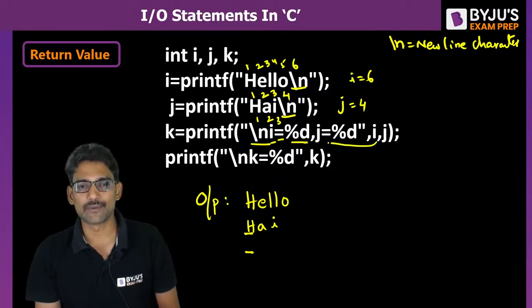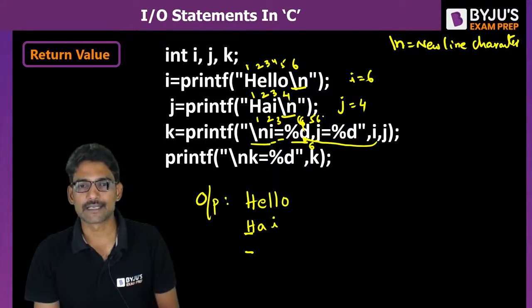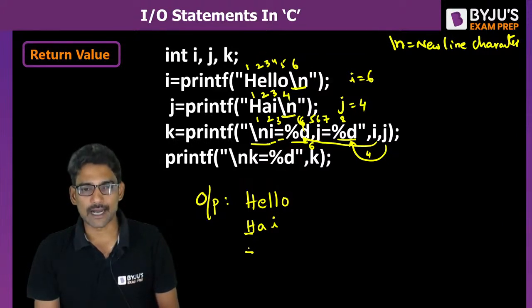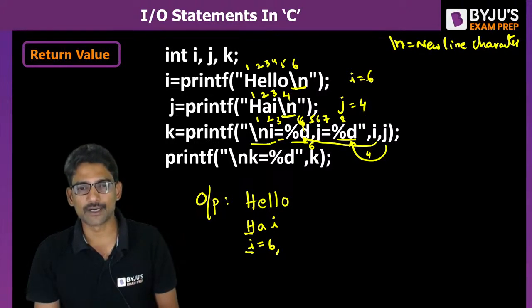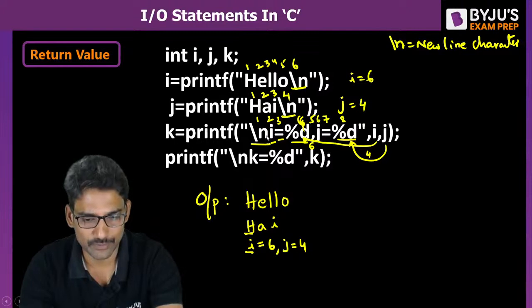what do I get? The i value. What is the i value? 6, comma is 1. Comma is 1. So the fifth character, j 6 equal to 7 characters, %d. In the place of the second %d, the j value I get. What is the j value? 4. So what will I get? i equal to 6, comma, j equal to 4.